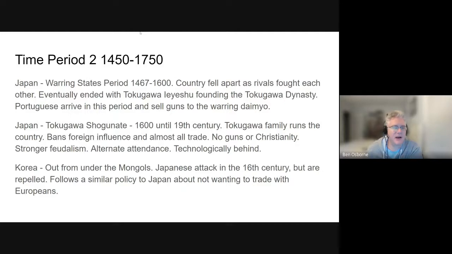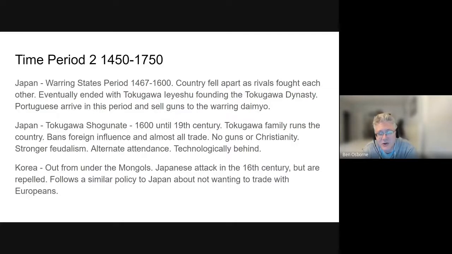All right, continuing on. Japan, then, if we're looking over there, we're going to have our Warring States period known as the Sengoku Jidai, 1467 until 1600. Lots and lots of good Japanese films based around this. The country will fall apart as rivals are going to fight each other. Eventually, this will be ended.